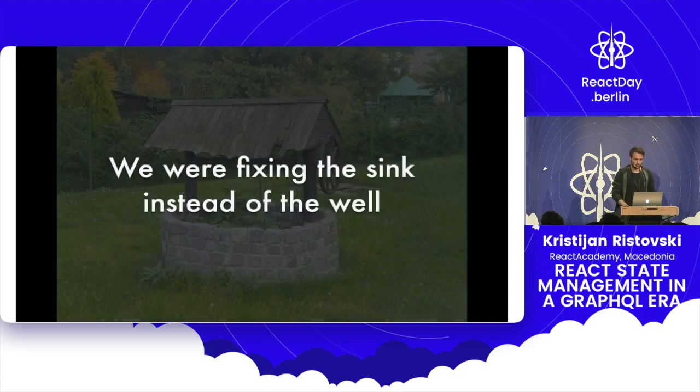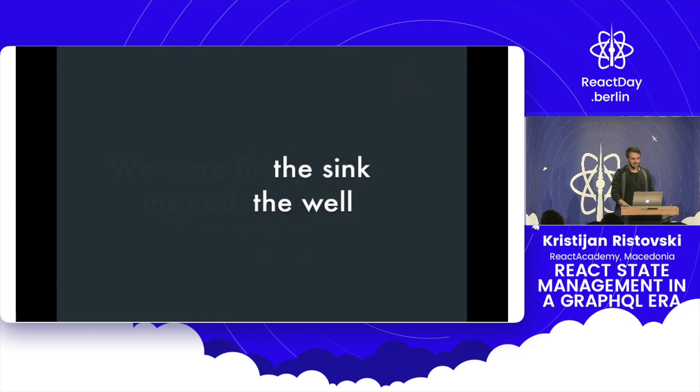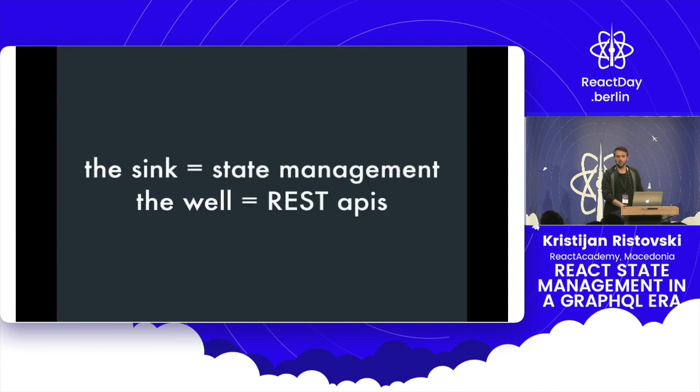So the problem here is we were fixing the sink instead of fixing the well. The sink would be state management, which we overcomplicated, and the well would be REST APIs. So instead of fixing REST APIs and focusing on how we consume APIs and data, we were focusing on fixing state management to grab information from a REST API. And that's where I think we went wrong.